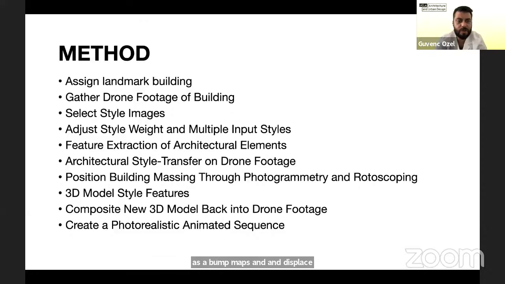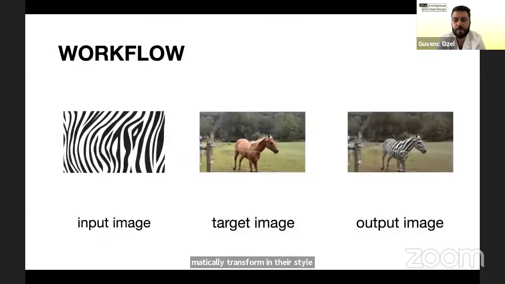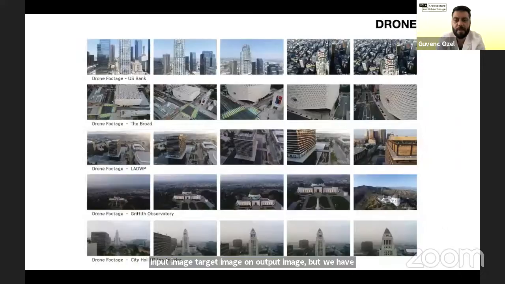And then the goal was to composite the new production back into the primary footage so that the different buildings in their context would actually dramatically transform in their stylistic and architectural expression. So, everybody's aware of this process about the input image, target image, and output image, but we have also provided them how to calibrate different levels of articulation in style transfer algorithms.